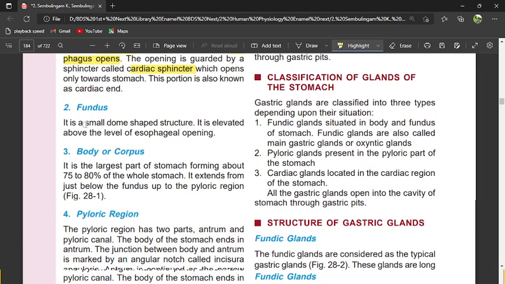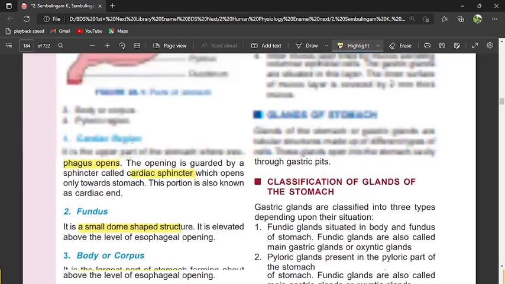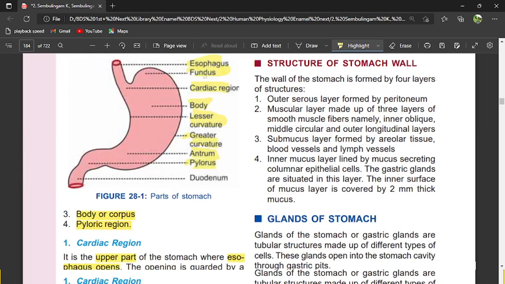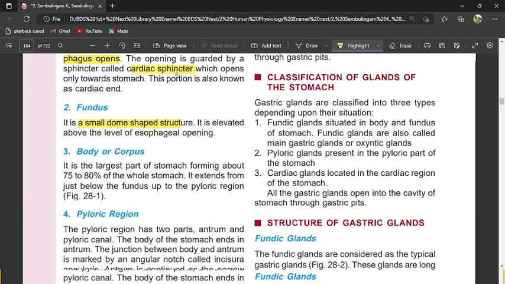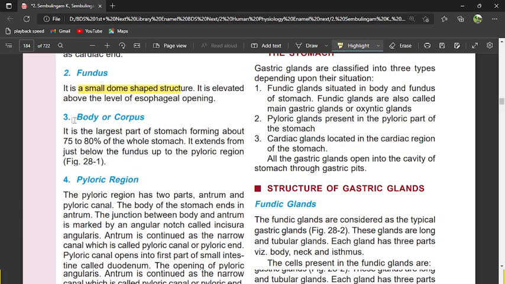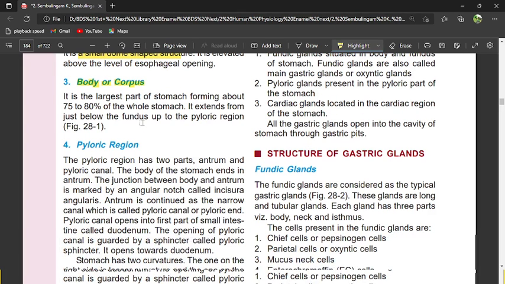Fundus. Now the fundus is a small dome-shaped structure. It is elevated above the level of the esophagus opening. So look, it is elevated above the esophagus opening. So that part is the fundus. Is that clear? Next is the body or corpus. It is the largest part of the stomach, forming about 75 to 80% of the whole stomach. It extends just below the fundus, up to the pylorus.